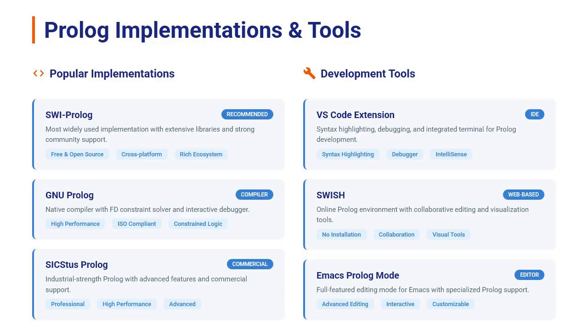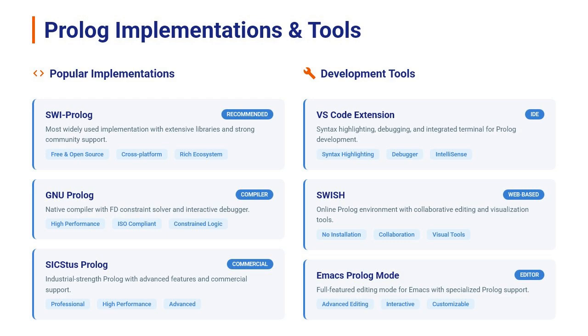GNU Prolog is a native compiler with a constraint solver over finite domains. It's fast and efficient, with strong ISO compliance. SICStus Prolog is a commercial implementation known for high performance and robustness. It's used in industrial applications. Scryer Prolog is a modern implementation focused on ISO compliance and advanced features.